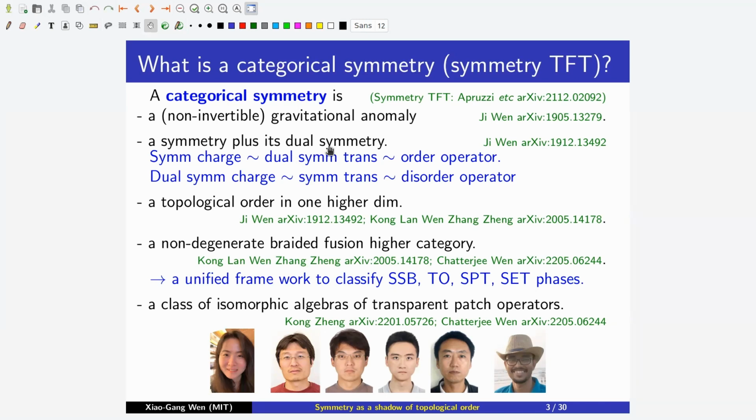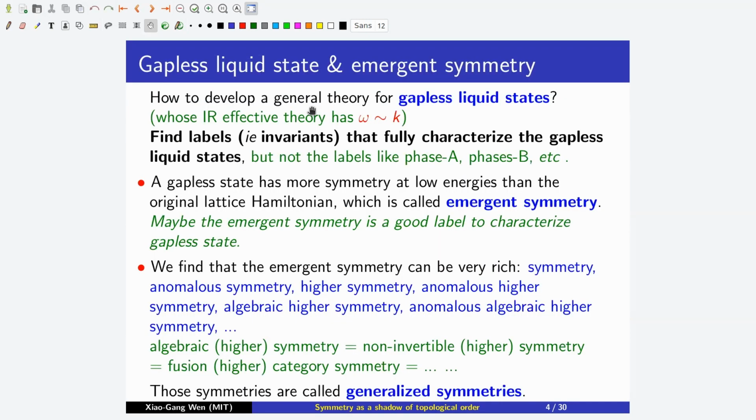So basically what I'm trying to say is that if you give me an algebra of symmetric local operators, then you can derive this braid fusion category, and you can derive what a categorical symmetry is. So there's a more concrete way to do so. Okay. So then one may ask why you care?